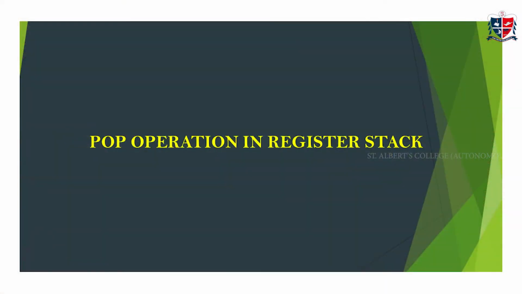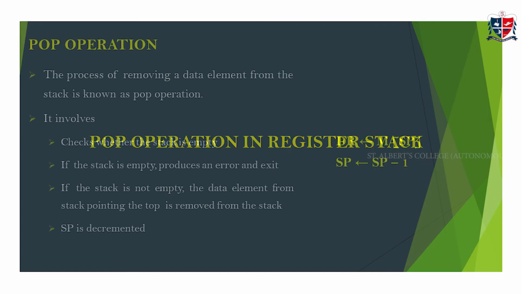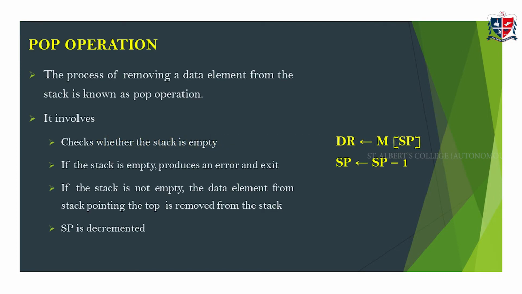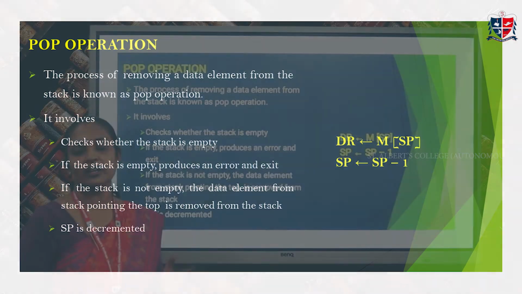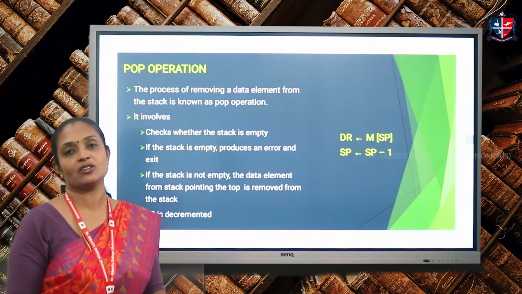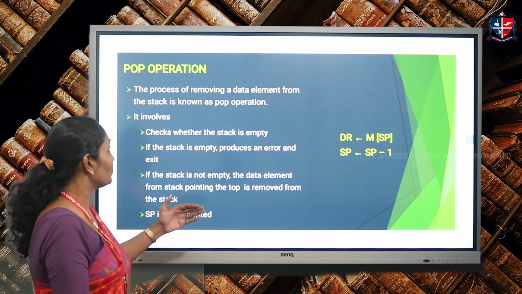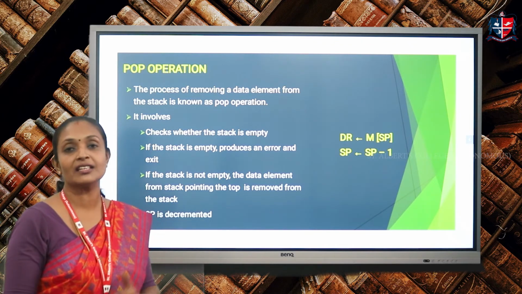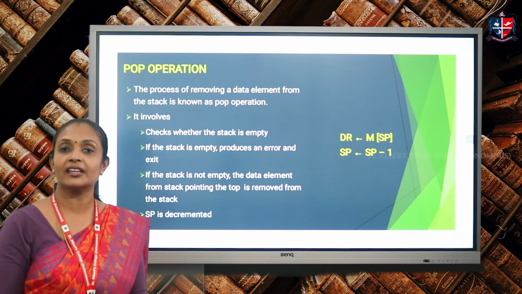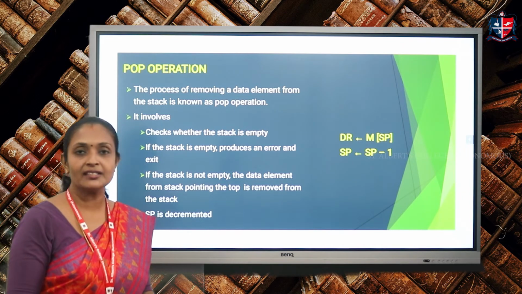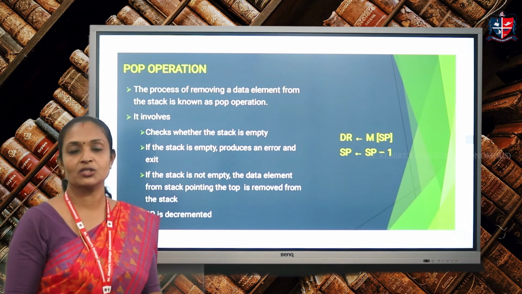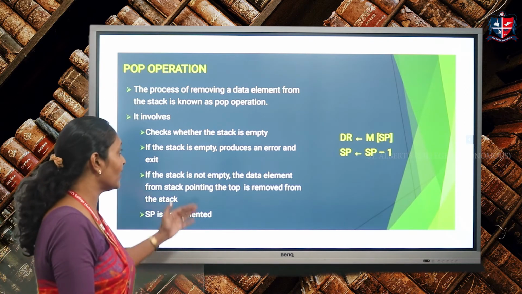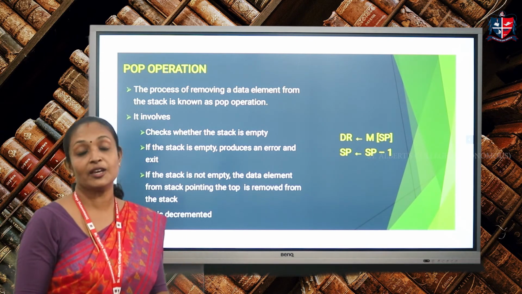The next is the pop operation in the register stack. As I mentioned earlier, removing an item or an element from the stack is known as the pop operation. To perform this pop operation, we have to check certain conditions. The first thing we have to check is whether the stack is empty or not. If the stack is empty, we cannot remove an item from the stack.